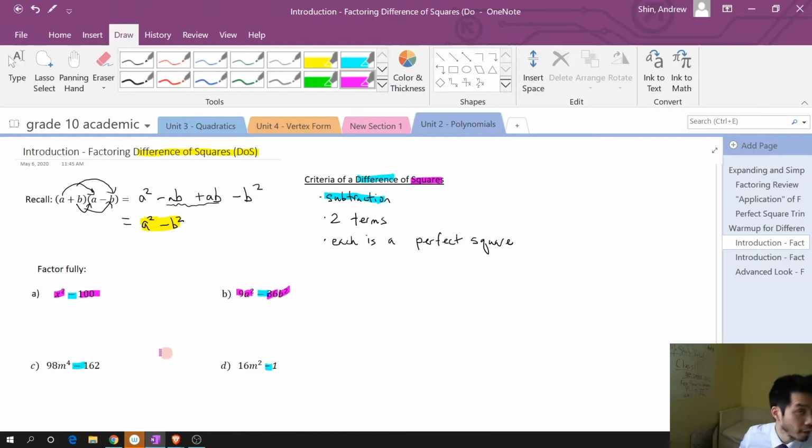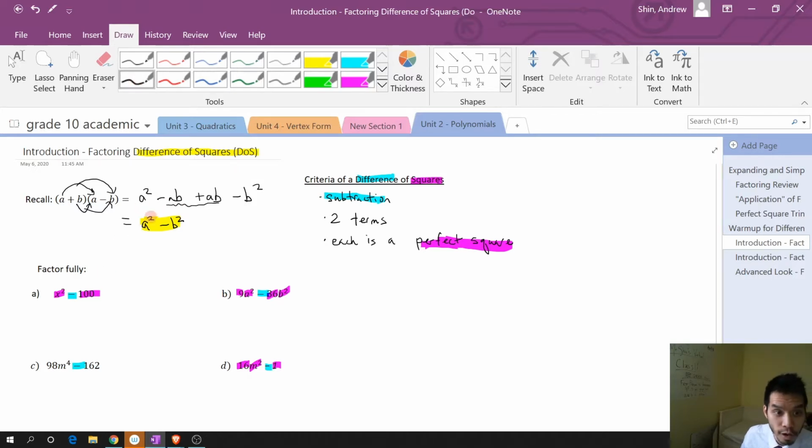I don't know about these. These don't look like perfect squares. We'll have to check with something else. 16 is a perfect square, m squared is a perfect square, and even 1 is a perfect square. So they're all perfect squares. And they all have two terms? Yeah, two terms, two terms, two terms, two terms. So each of these are considered difference of squares. Well, we'll have to take a look at C in a little bit. Okay? So let's go ahead and try to factor these difference of squares.